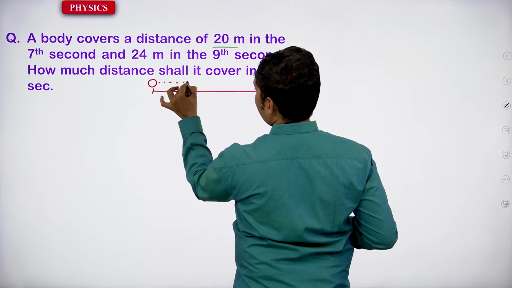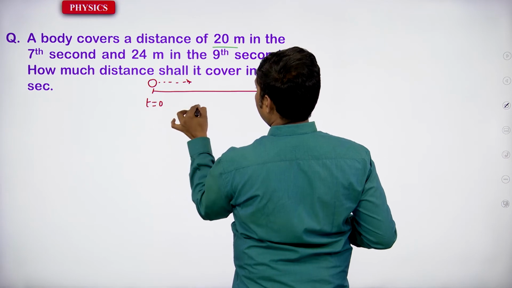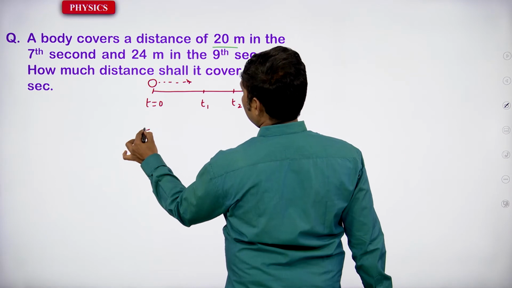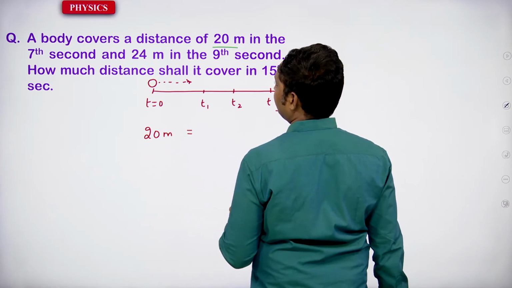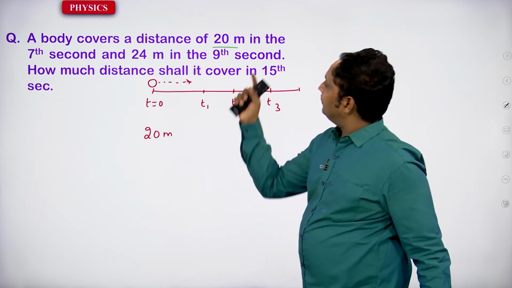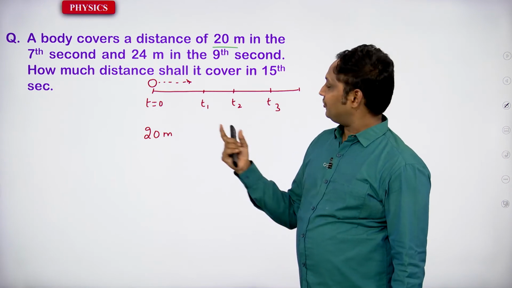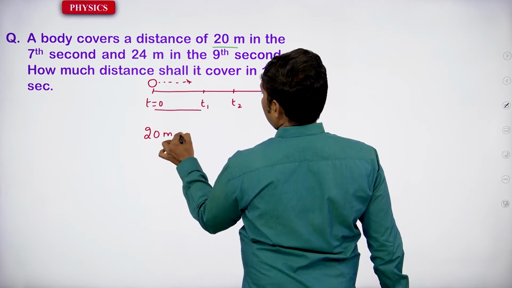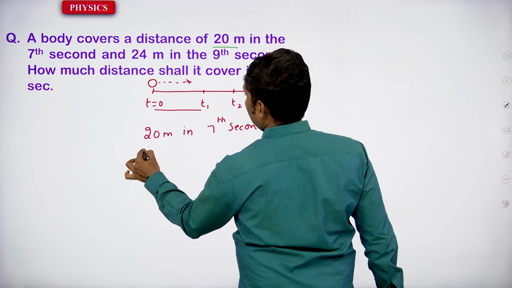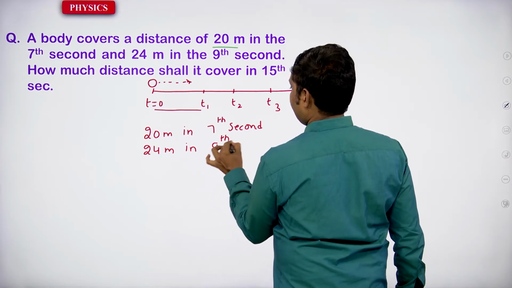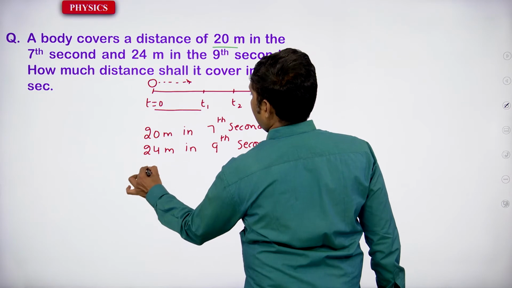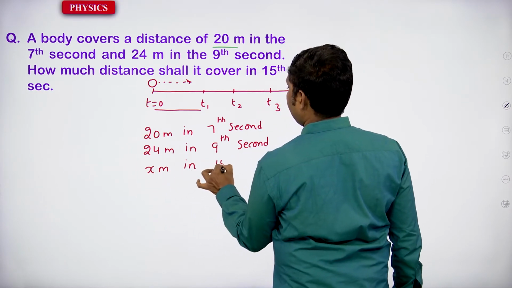You are going to have its motion, you have to get t is equal to 0 seconds, t1, t2, and t3. Like if they have given that 20 meters has been covered in 7 seconds. What they have given, a body covers a distance 20 meters in the 7th second, okay, and 24 meter in the 9th second. All right, it's very clear. How much distance? x meter in 15th second.